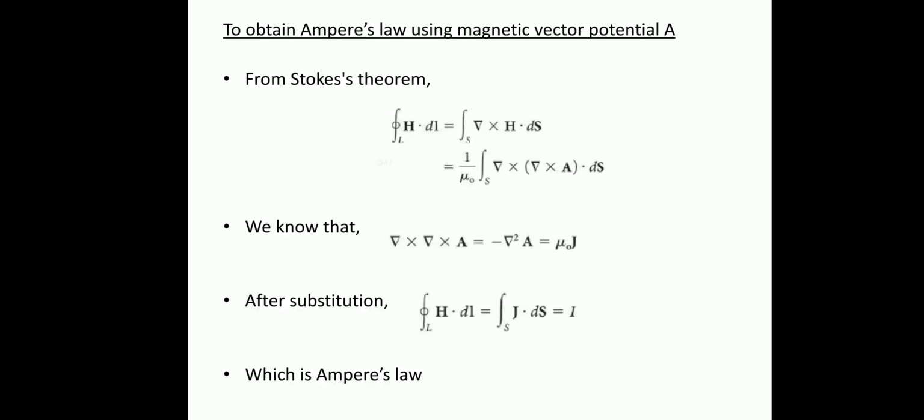We can also derive Ampere's law using this magnetic vector potential A. For that we take the line integral of H dot dl. According to Stokes theorem, the line integral of any vector is the surface integral of the curl of that vector, so we can replace this with the surface integral of del cross H ds. Then the relation between H and B is H is equal to B by mu 0. With respect to the surface, mu 0 is constant, so we can take it outside. The remaining expression is 1 by mu 0 into the surface integral of del cross B.